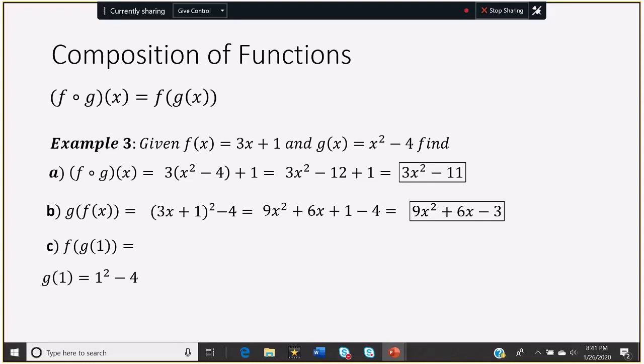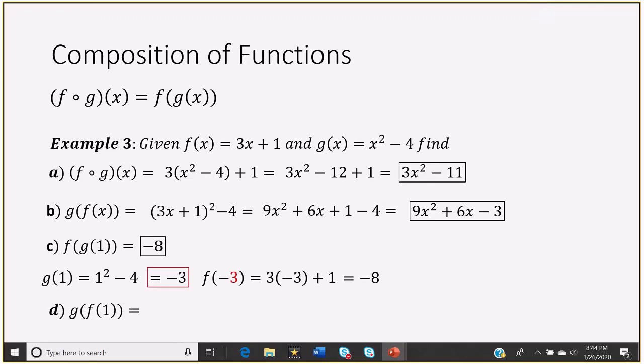So for starters, finding g of 1, I just plug 1 into my g of x function. 1 squared is 1, minus 4 gets me negative 3. Now I take that negative 3 and plug it into f of x. So f of negative 3 is equal to 3 times negative 3 plus 1, which is negative 8. And so my answer is negative 8. Now, very quickly, we can look at A. A gets me 3x squared minus 11. If I plugged 1 into that function, I would get negative 8 as well.